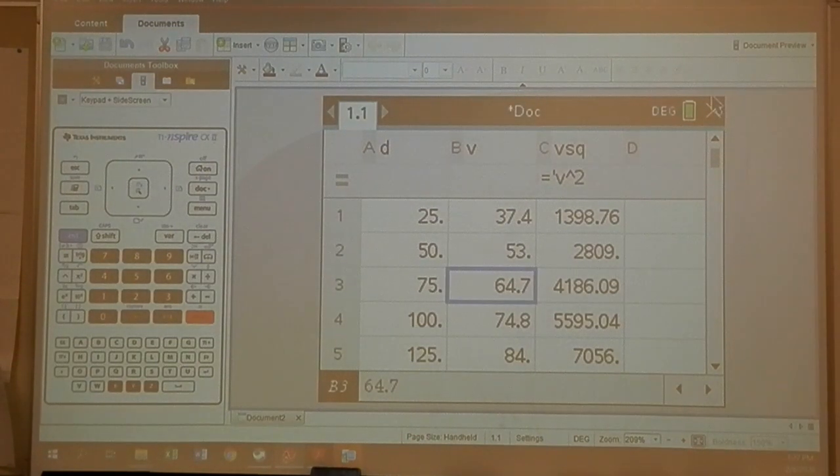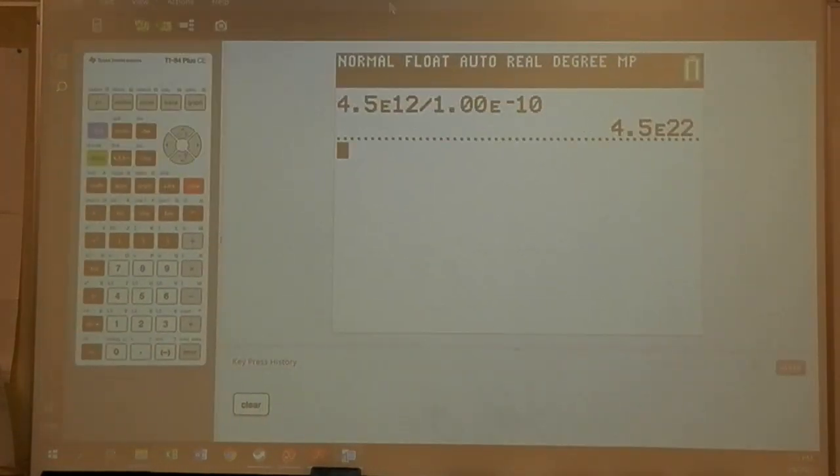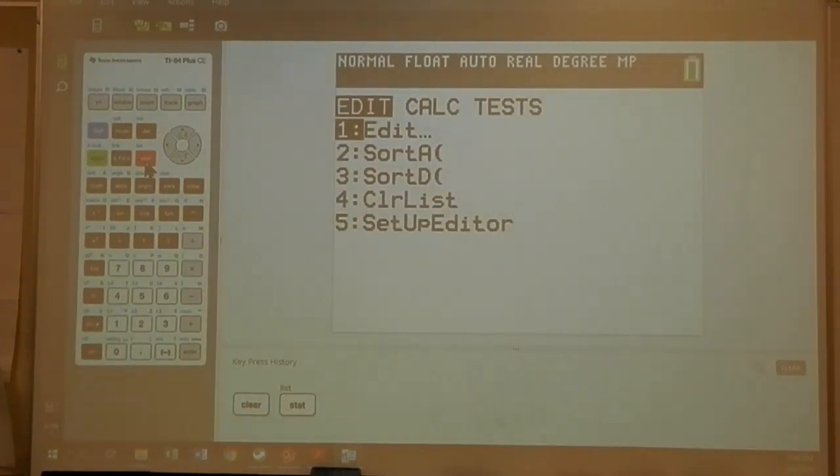Now, if you're working on a TI-83 or 84, things are going to look a little bit different because it doesn't have that spreadsheet sort of function. It's still there, sort of, it just looks different. You have to hit the stat button, and that button is just next to where your arrow pad is, so hit stat, and it brings up this. I need to edit my list, so I choose number 1.